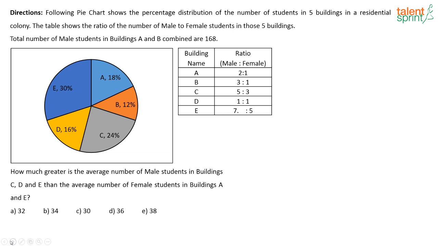How much greater is the average number of male students in buildings C, D and E than the average number of female students in buildings A and E?